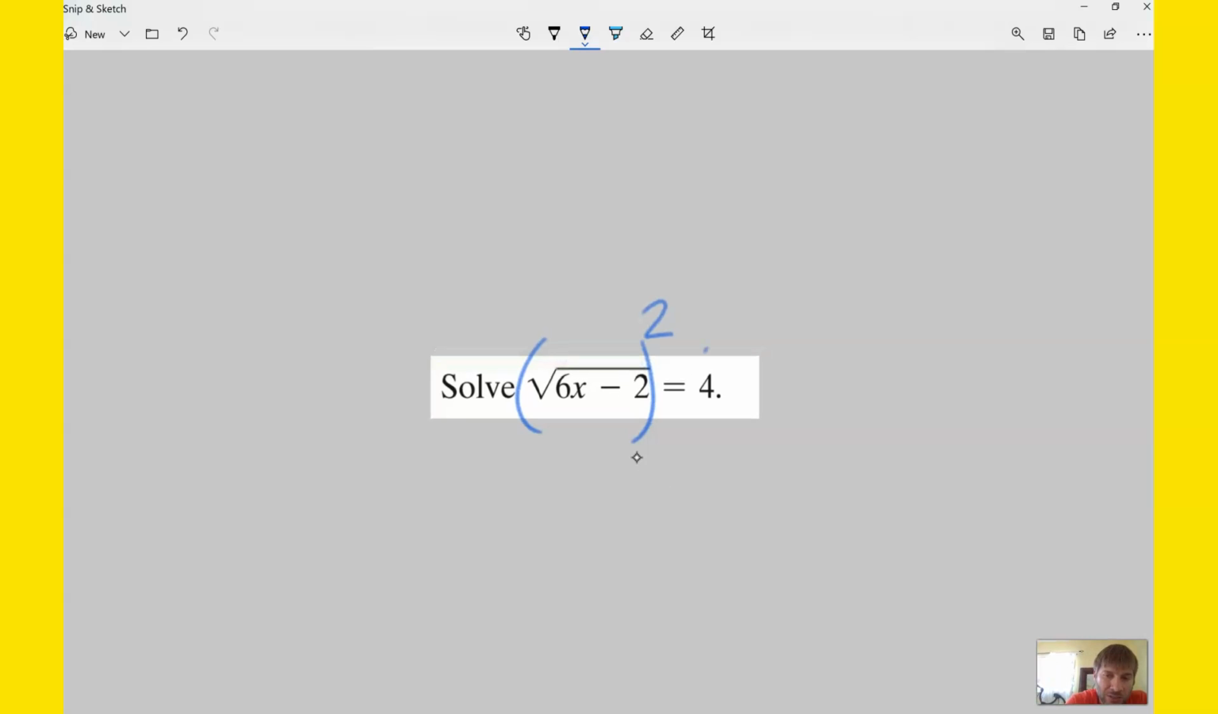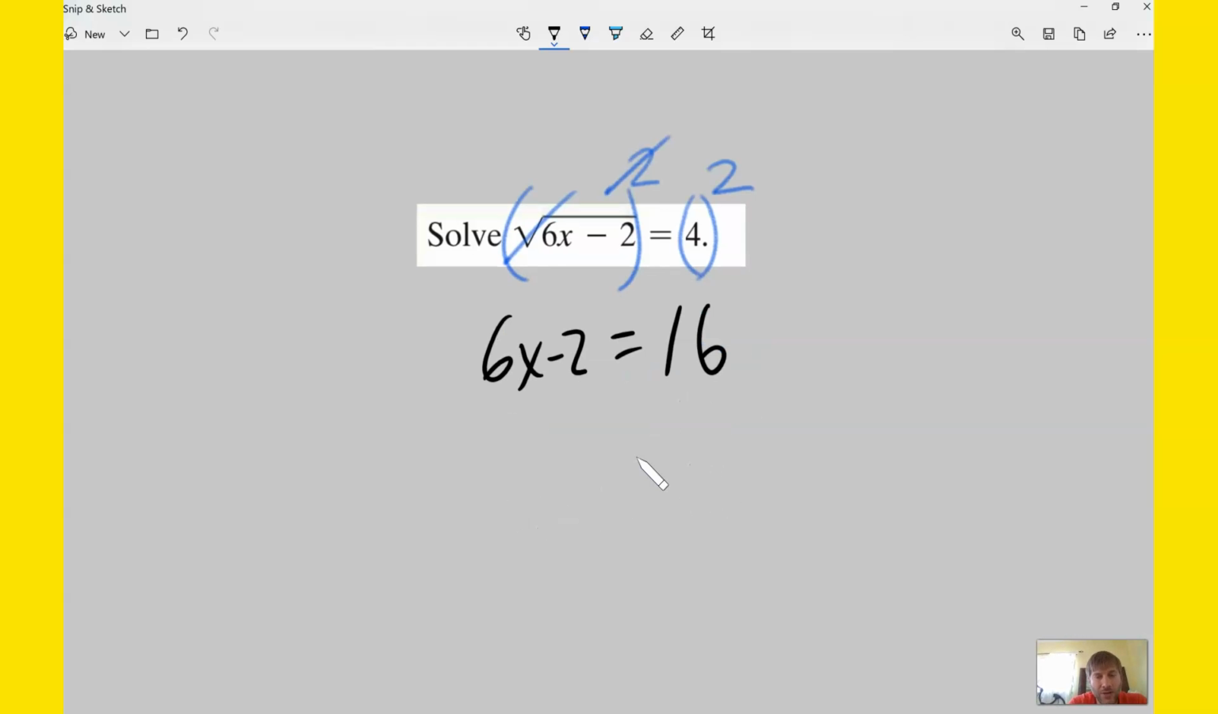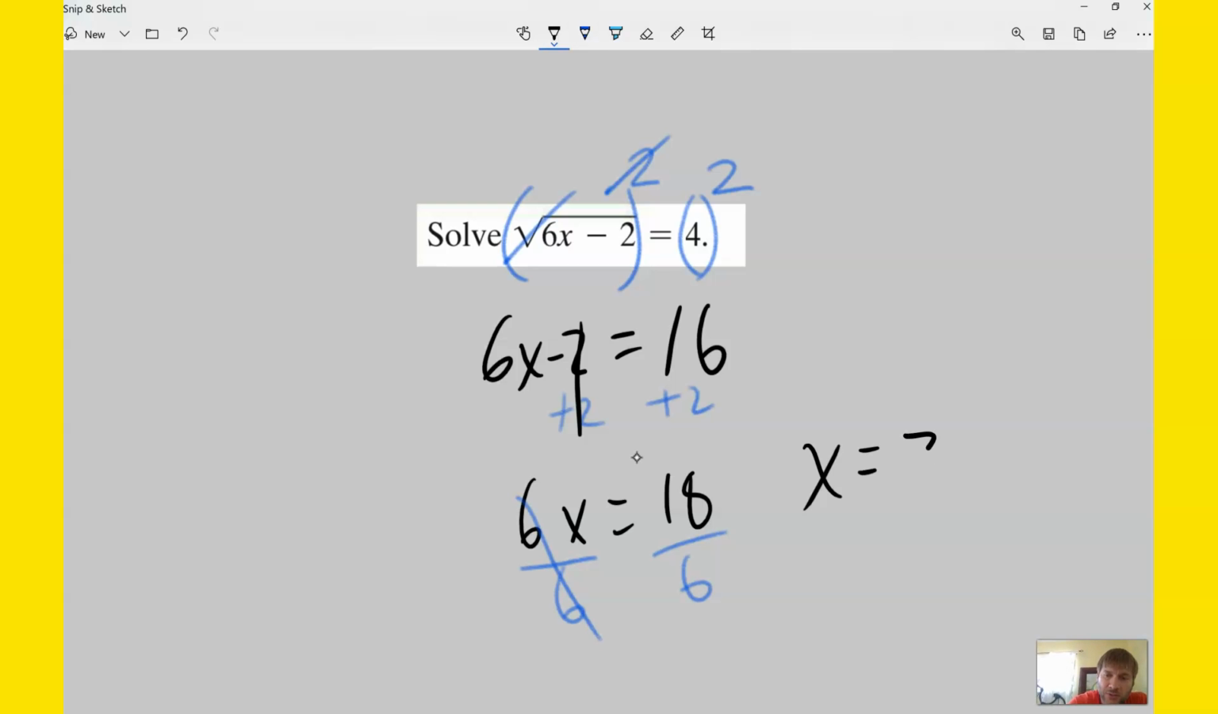And whatever I do to one side of the equation, I do to the other side of the equation. So that 2 exponent kills that 2 radical. And what do I have? I now have 6x minus 2 equals 4 squared, which is 16. And now you know how to do this from here. You've done the rest of these steps many times before in your mathematical life. So you're just going to get rid of the minus 2 by adding 2. That gives me 6x equals 18. I'm going to get rid of the 6 by dividing by 6, and that gives me x equals 3 as my answer.